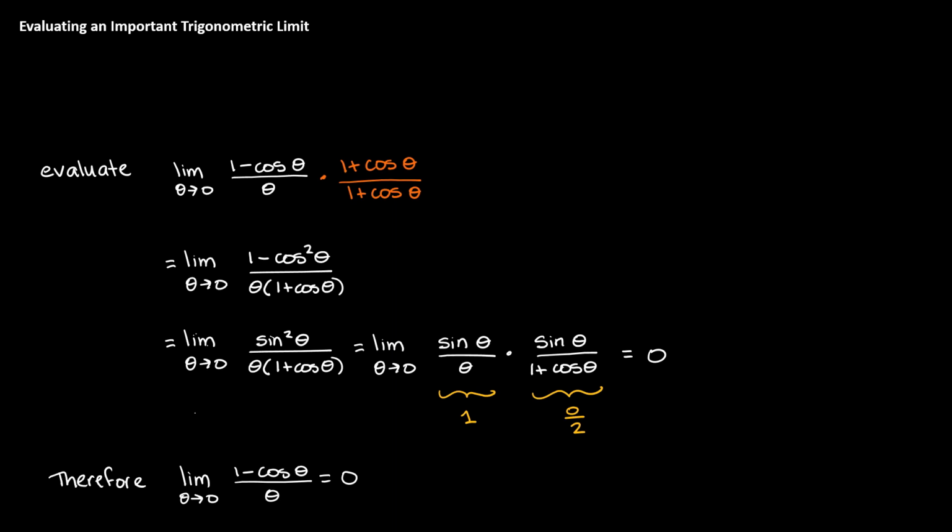This is another one of those facts that we'll see pop up throughout the course, so this is one that you're going to want to memorize. You don't necessarily have to be able to reproduce it, but when you see the limit of a variable approaching 0 for 1 minus cosine of an angle divided by that same angle, you should be able to recognize that it'll be equal to 0.